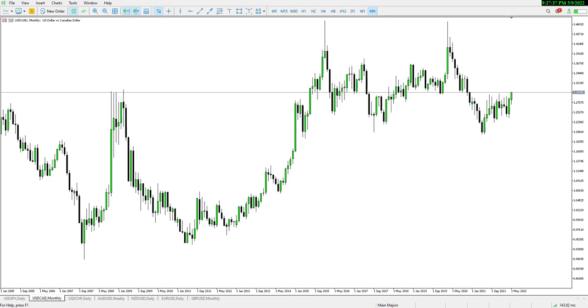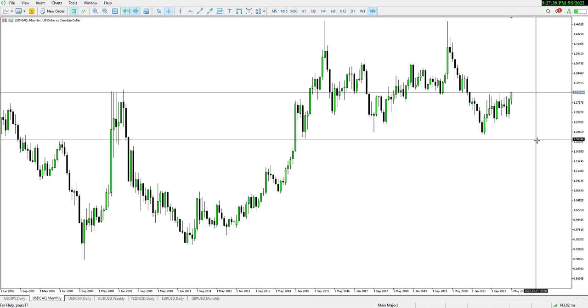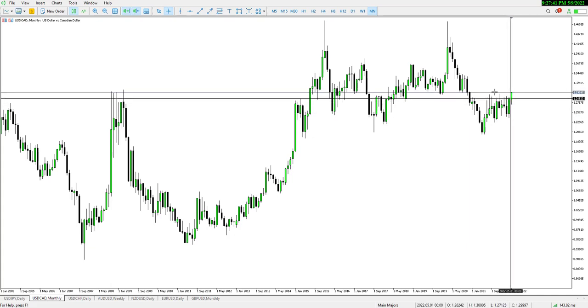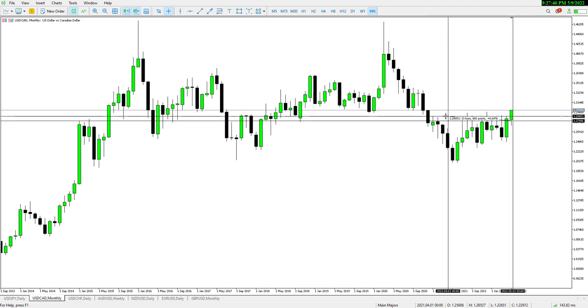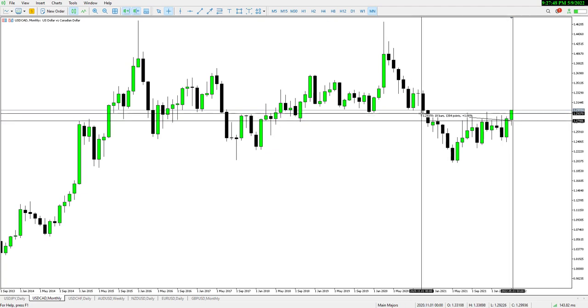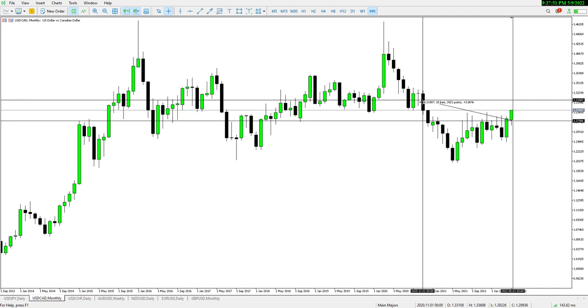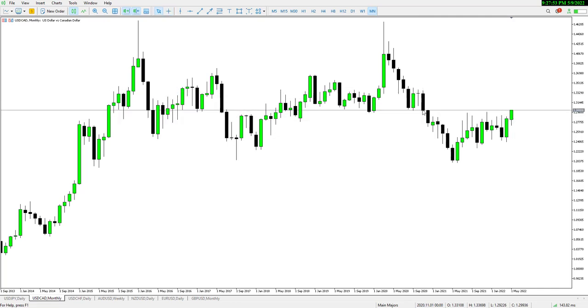So looking at the 9 to 18 month profile, right? This is our current monthly candle. Let me just zoom in. This is our current monthly candle. Then I'm going to look back 18 months, which is this down close candle here, right? This whole price action, that's our 9 to 18 month profile.